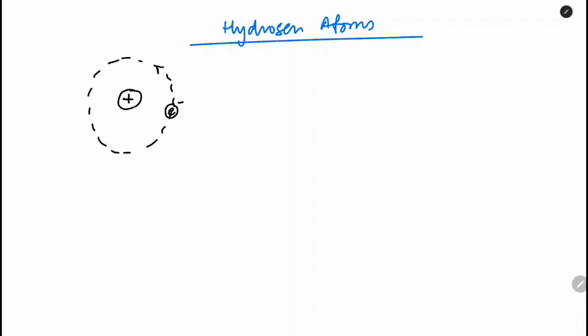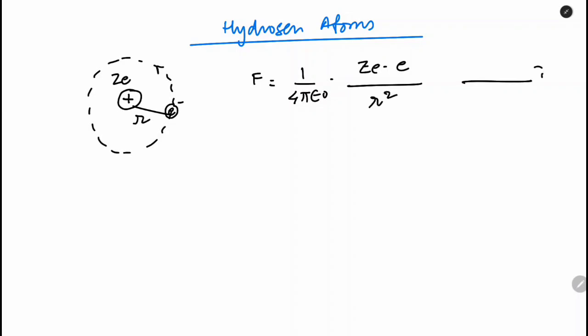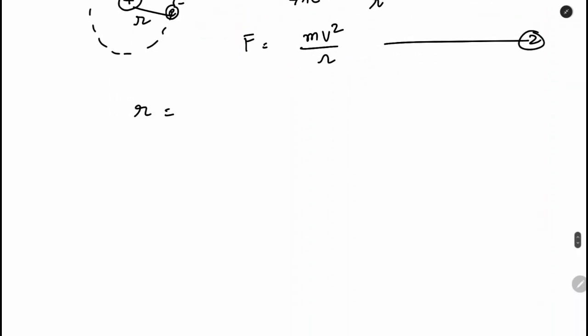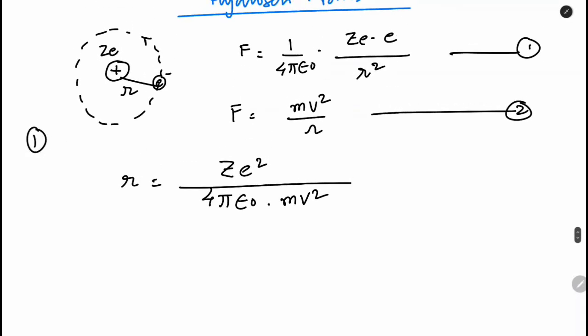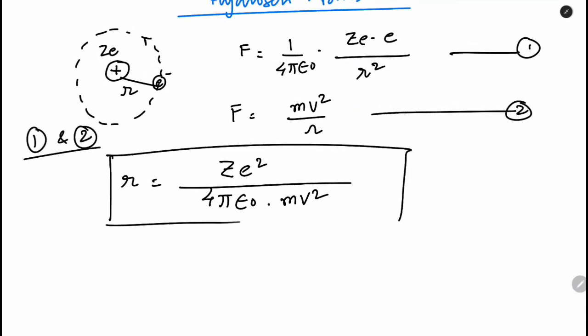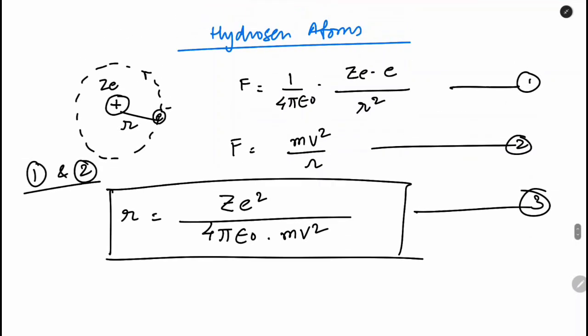So Bohr says let's calculate the force between them. Force will be equal to 1/(4πε₀). Let's have the proton's charge as Ze and the electron's as e. So Ze × e over r², where r is the radius. Let's call it equation 1. And we have mv²/r as the centripetal force, so let's call it equation 2. If we equate them, we will come up with the value of Ze²/(4πε₀ mv²). Okay, using 1 and 2, we come up with the radius, and this is equation number 3.